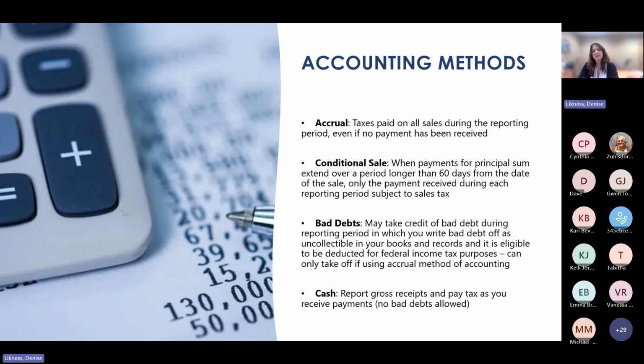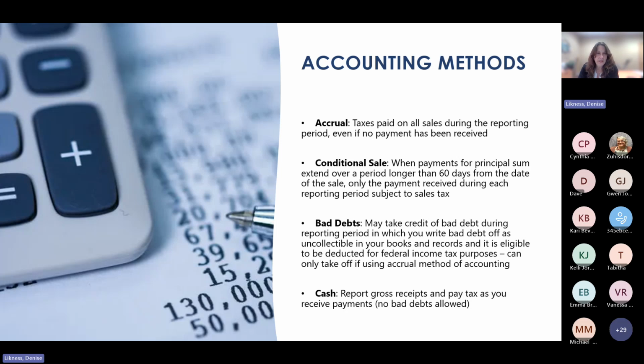Cash accounting is based on when you get paid. So whatever you bill in that month and whatever you got paid in that month goes on your return, and that's cash accounting. And that is easier on the pocketbook, I'd say, because you're not paying tax until you get paid. But you can't do any bad debts at the end of the year with cash accounting. With accrual accounting, you can bad debt it at the end of the year if you haven't been paid by then.